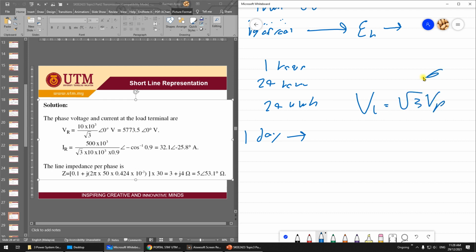So this one is just magnitude, but if you have phase, V line is equal to V phase times square root of 3 angle 30. Something like this. And make sure you know that the phase voltage is the reference, so you have to make sure that it is 0, and then you need to know how to calculate IR.